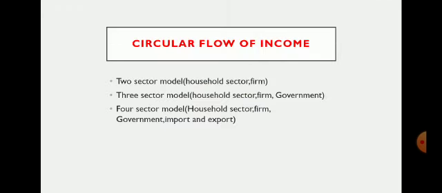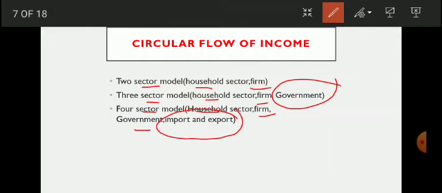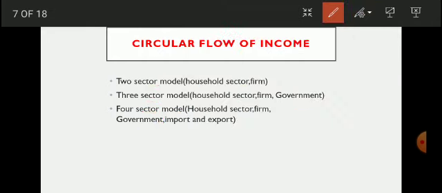Okay. So next, the circular flow of income. You have to remember the three types of circular flow of income. One is a what? Two sector model, one is a three sector model, and one is a four sector model. It is very easy. In the two sector model, one is household and firm. Three sector model, the same household and firm, and additionally government will be added. In the four sector model, household, firm, government, and we are adding what? Import and export. Okay. So it is a very easy concept.